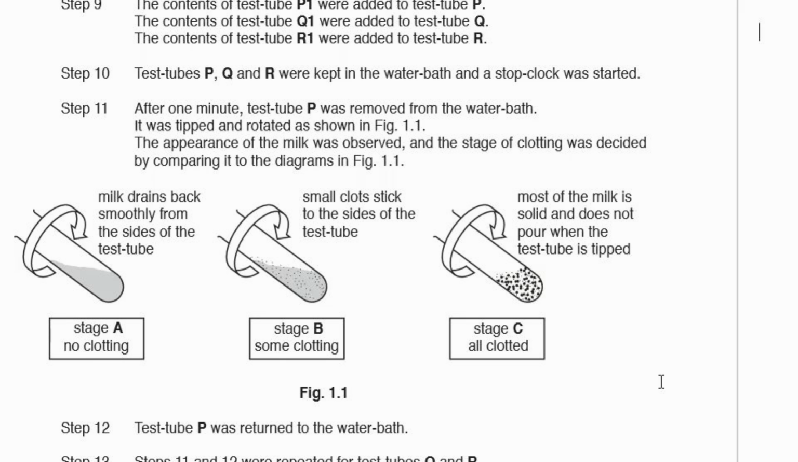Stage B, there was a little bit of clotting, some clotting. The small clots stick to the side of the test tube when they turn the test tube. And stage C, it was completely clotted, all clotted. Most of the milk is solid and does not pour when the test tube is tipped. Okay.